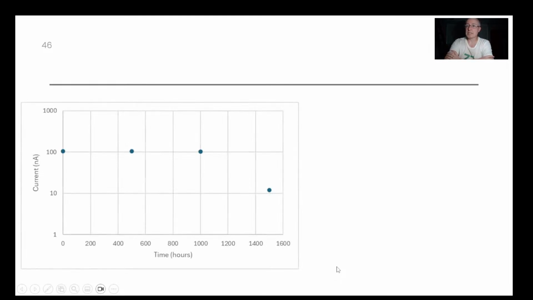But having been given, for example, at this conference I saw somebody's current at 11 millimolar concentration for a particular sensor, and I think I just approximated here that they are at about 100 nanoamps, and then after about 1,000 hours it started to disappear.